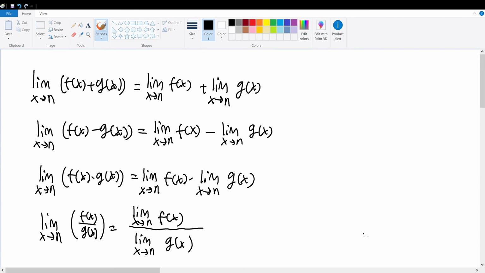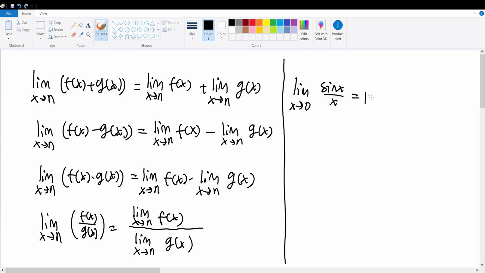And now with these four basic limit properties, we can move on to some more specifics, which are some alternate uses of these applications of these properties. So more limit properties: the limit when x approaches 0 of sine of x over x. This limit is equal to 1.